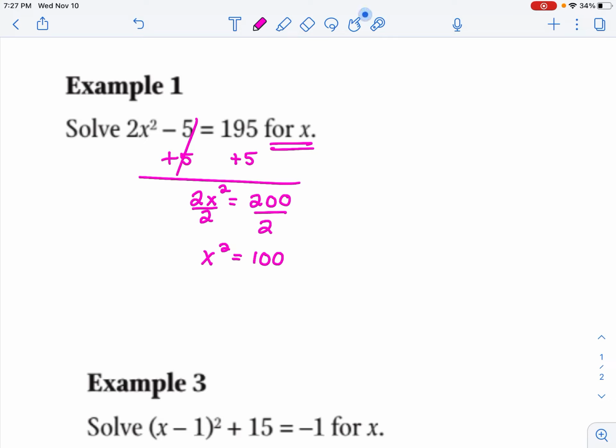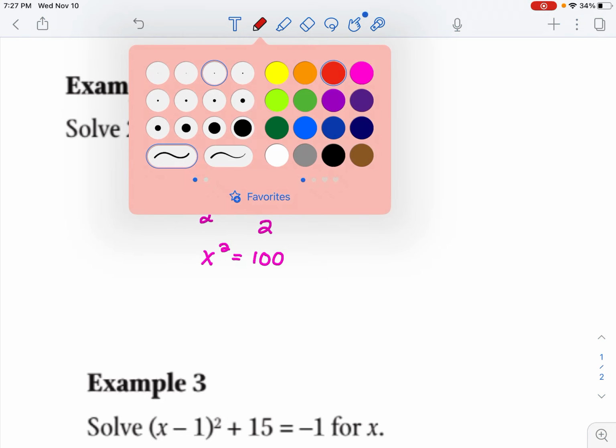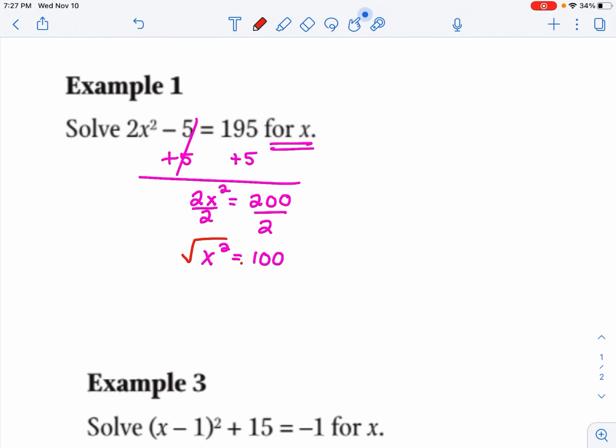So if you think back to last year, we talked about how to undo an x squared. Well, to get rid of that exponent of 2, I'm going to have to take the square root. We do the opposite. So to do the opposite of x squared, that's going to be the square root. So now I'll be left with x by itself. And remember, the square root of 100 is a positive 10 or a negative 10. So we can write that as plus or minus 10. So that's my final answer.